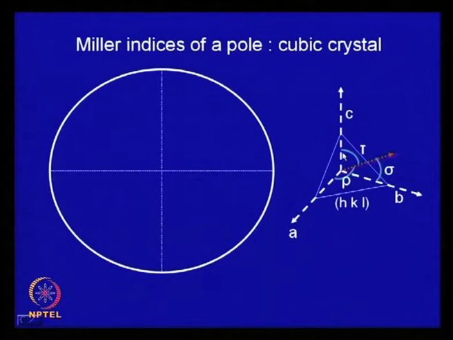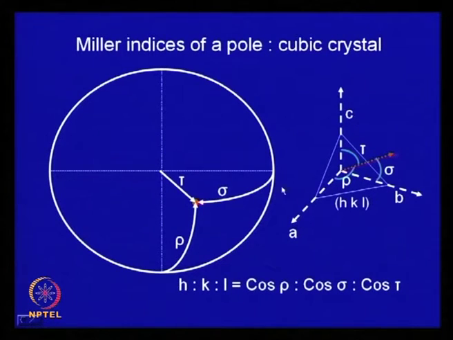Now, look at or measure the angle. This angle is rho, this angle is sigma, this angle is tau. And now, particularly look at this angle tau. This direction hkl, that pole hkl subtends angle tau with respect to this axis c. So, that is this axis c is 0 0 1. 0 0 1 is located here. So, along the great circle or along the equator here, you can measure this angle tau, locate this point.